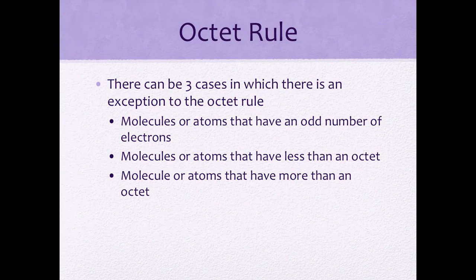Another thing that is an exception when drawing Lewis structures is the octet rule, and there can be 3 cases in which there is an exception: molecules or atoms which have an odd number of electrons, molecules or atoms that have less than an octet, and molecules or atoms that have more than an octet.